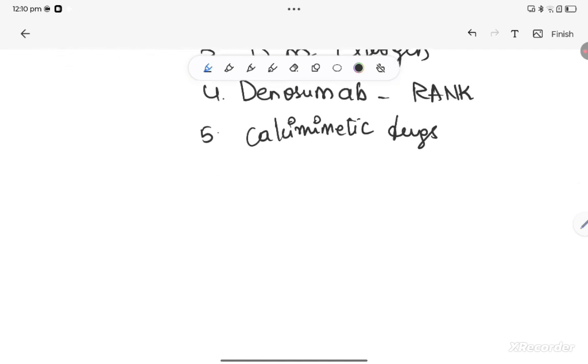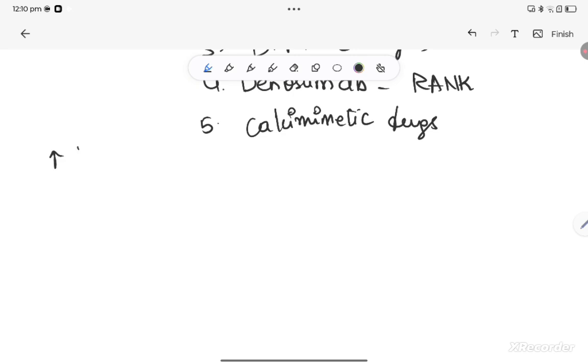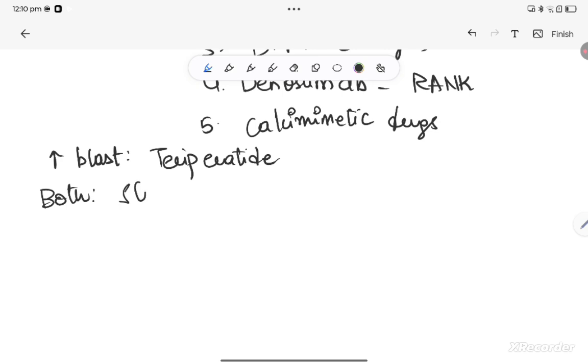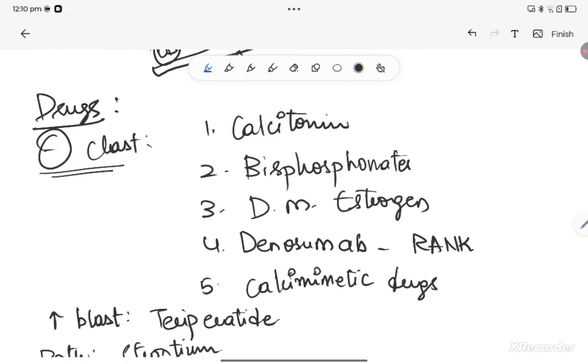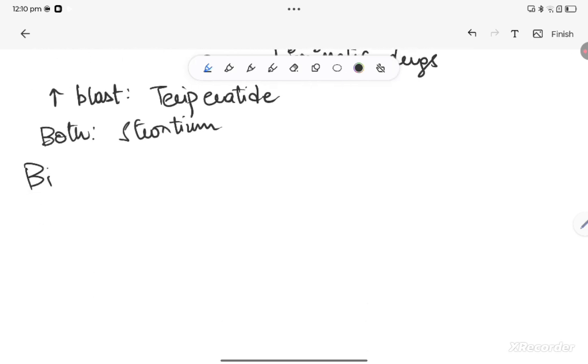Now, we will talk about drugs which promote osteoblast. There is only one drug in it and it is Teriparatide. Finally, the drug which has both actions, that is both inhibits osteoclast and promotes osteoblast, is strontium. With this, let us first start with bisphosphonates. Bisphosphonates are a very important question for you. It's a very often asked question and is very often used for treatment of osteoporosis.